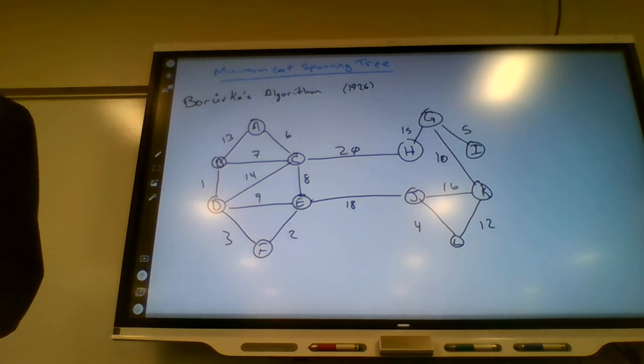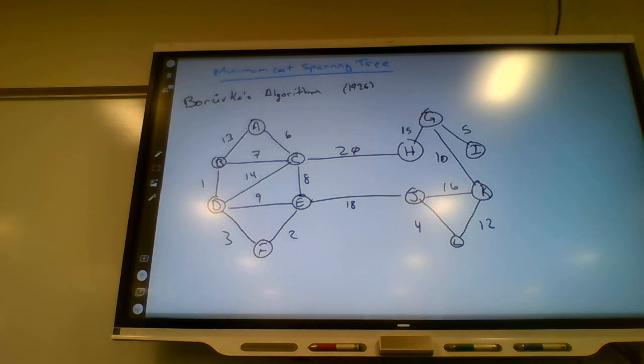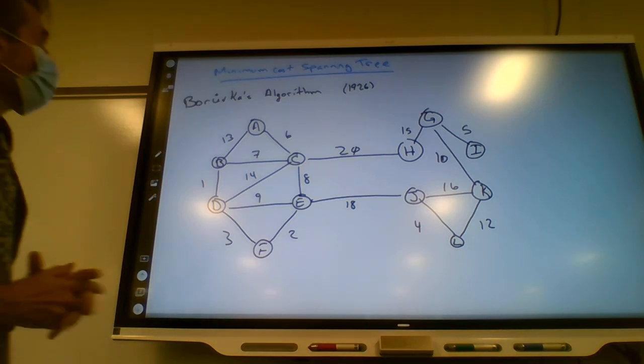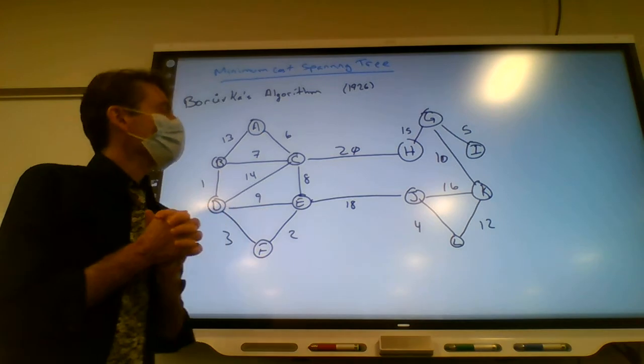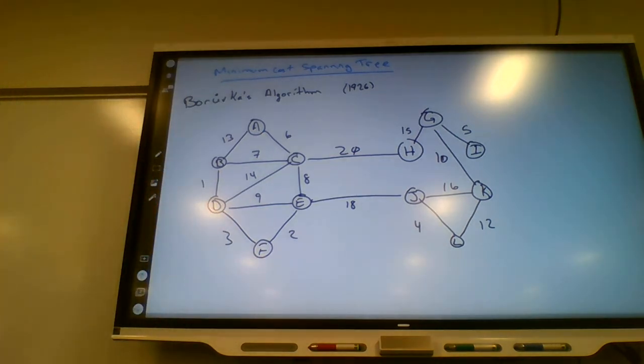All right, so this algorithm starts with 12 separate trees. These 12 separate trees are each vertex by itself, so no edges, right? Each isolated vertex.